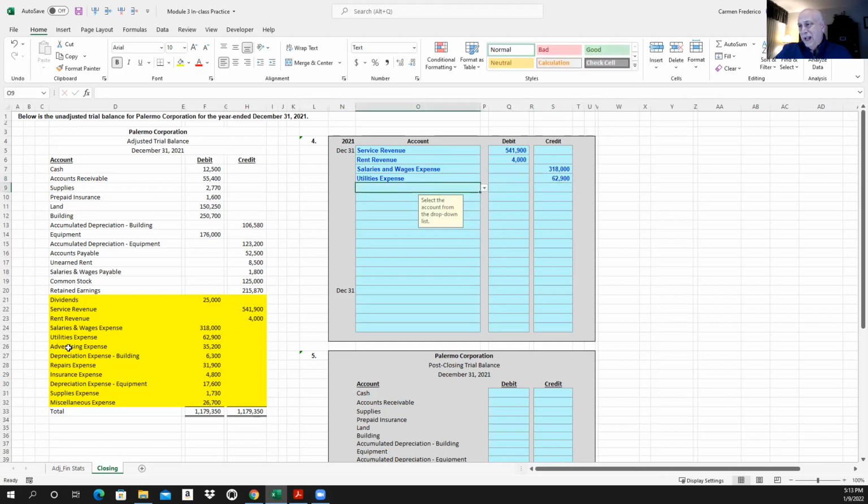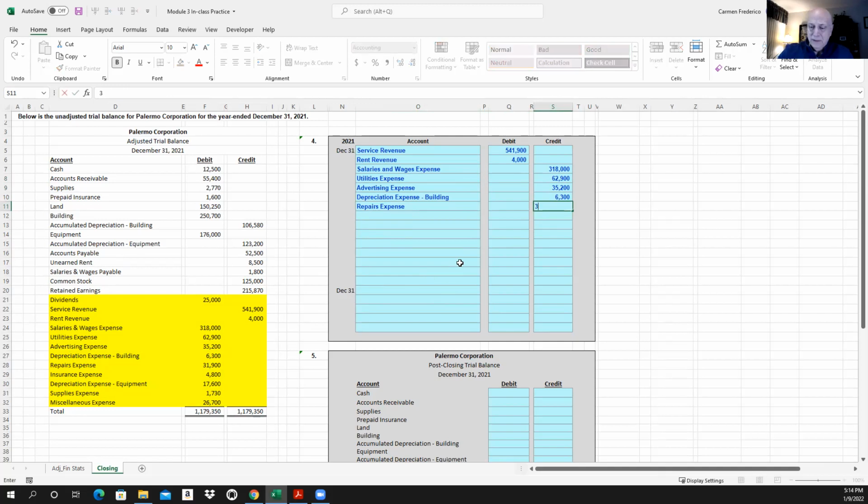And we have advertising expense. Let's find that account here, advertising expense, and that's 35,200. And then we have, what do we have? Depreciation expense on the building. Let's find that. Depreciation expense on the building, 6,300. Okay, then we have repairs expense. So let's find that account, repairs expense. And that is 31,900.